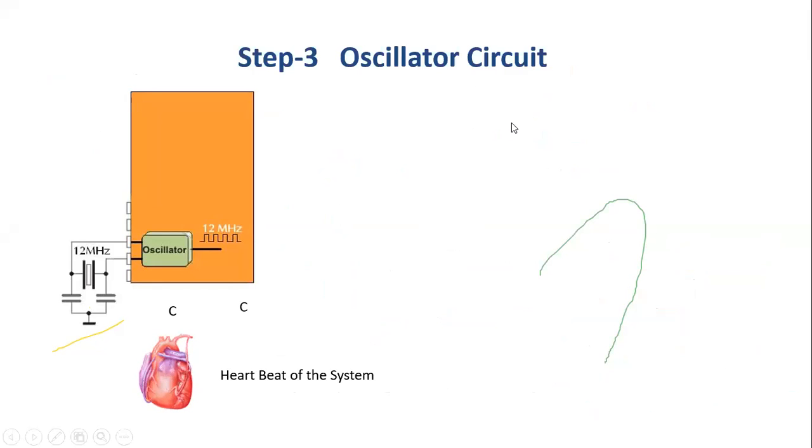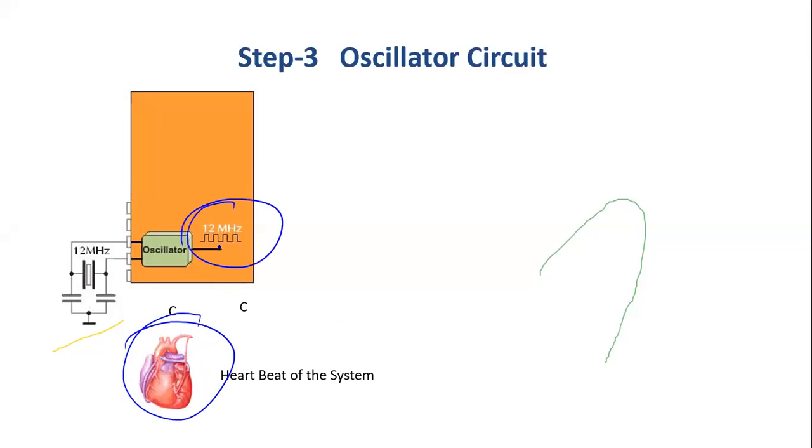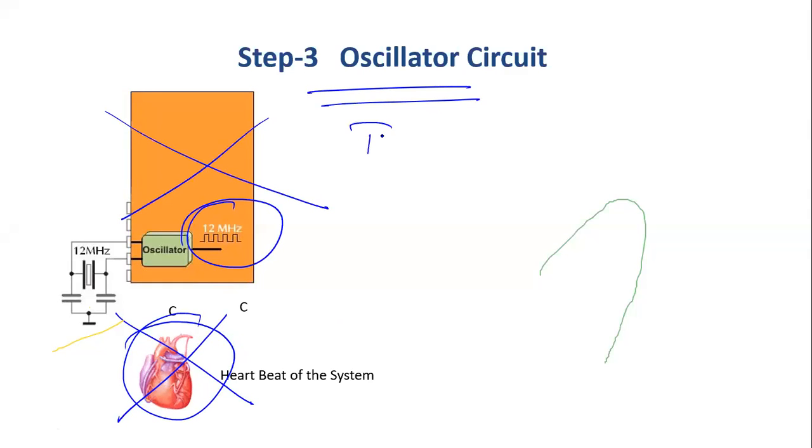The third important component is the oscillator circuit. The oscillator circuit is called the heartbeat of the system. It is called the heartbeat of the system because this is the one which supplies the continuous clock pulses for the operation of the microcontroller. If the heartbeat of the microcontroller stops, the microcontroller stops its operation. Which means this is the most important part of your microcontroller activation circuit.